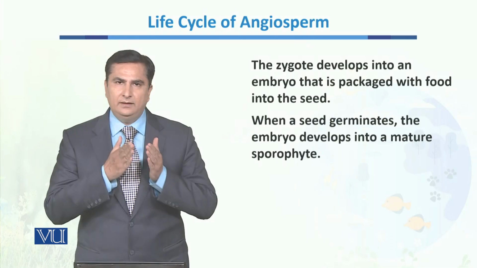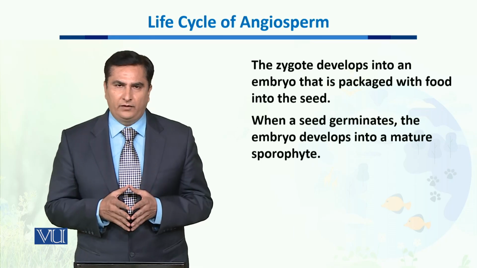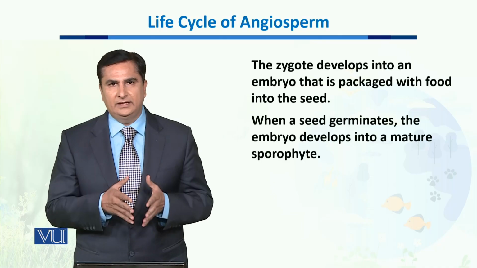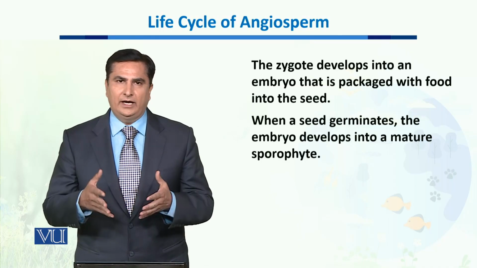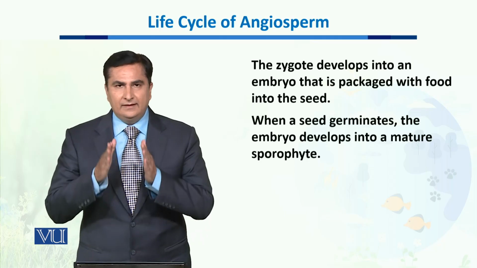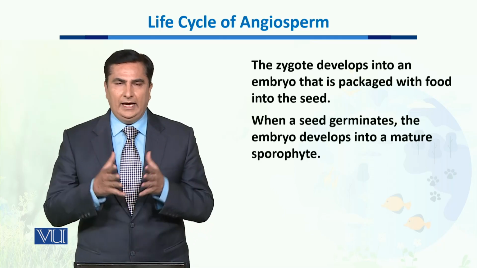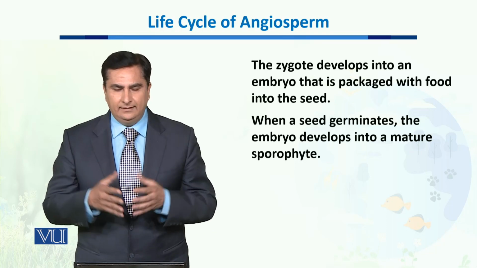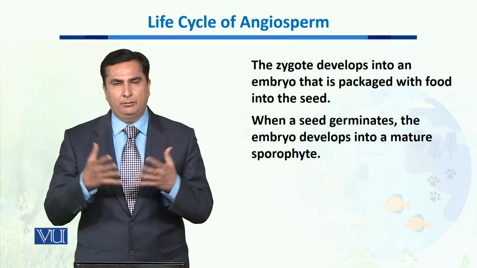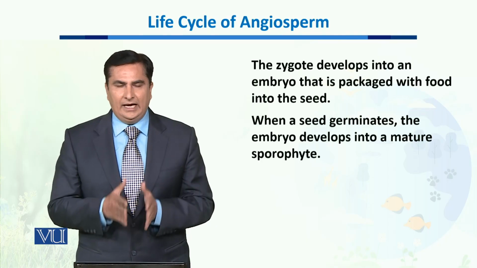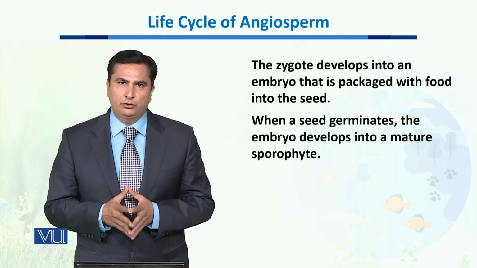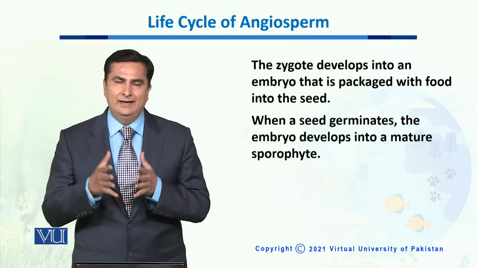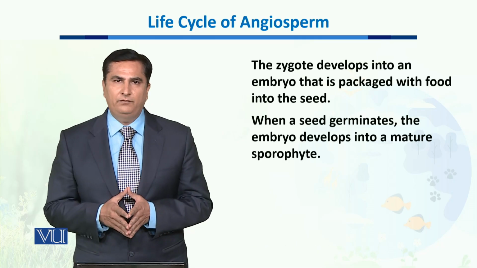Now, after they move inside the ovary, they fertilize the ovules which are present inside, and they ultimately give rise to zygotes. The zygote develops into an embryo which is packaged with food and becomes a seed. When the seed germinates under favorable conditions, the embryo develops into a mature sporophyte. So a mature tree is actually the sporophyte phase in the life cycle of angiosperms.